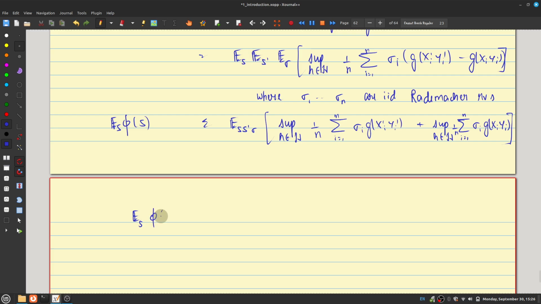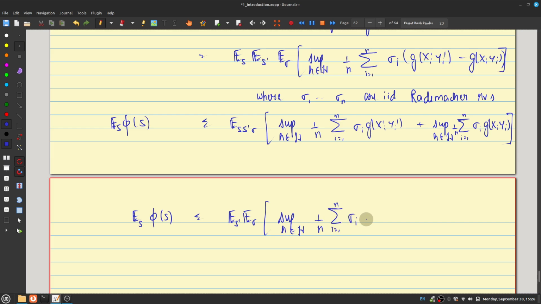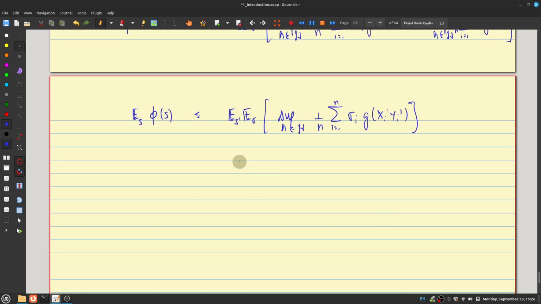Expectation with respect to S, phi of S is expected value with respect to S, expected value with respect to S prime, expected value with respect to sigma, supremum over all h, 1 over n, sum over i equal to 1 to n, sigma i, g of xi prime yi prime, plus expectation with respect to S, expectation with respect to sigma of supremum over all h, 1 over n, summation i equal to 1 to n, sigma i, g of xi yi.